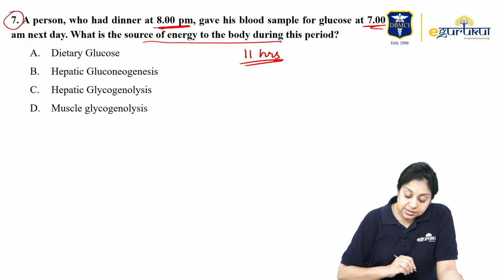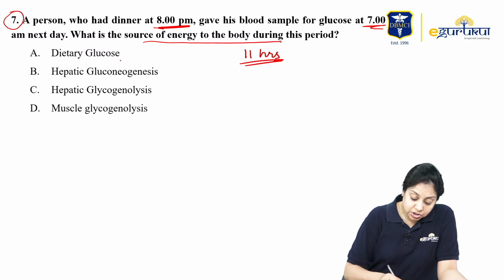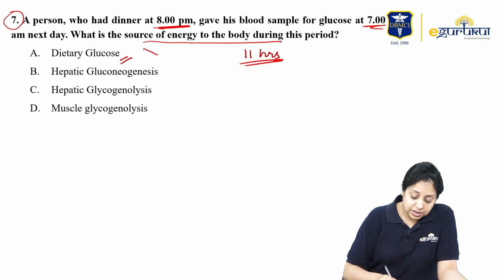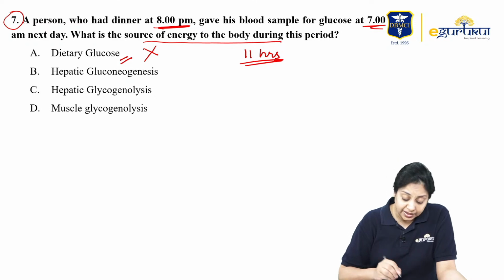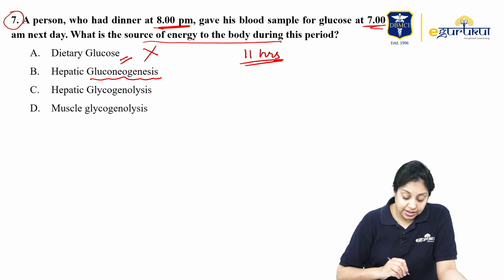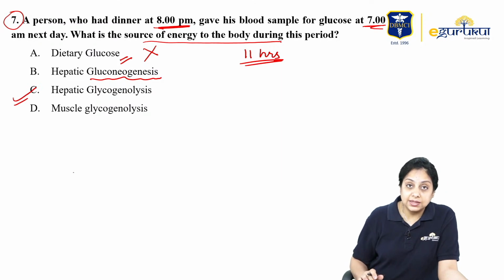So the body is deriving the energy, that is glucose, from where? Dietary glucose. Do you think dietary glucose survived this long? Not really. Up to 2 hours, 4 hours max. Hepatic gluconeogenesis? What goes first? We have these glycogen stores that we should be exhausting first, right? And hepatic glycogenolysis is the correct choice.